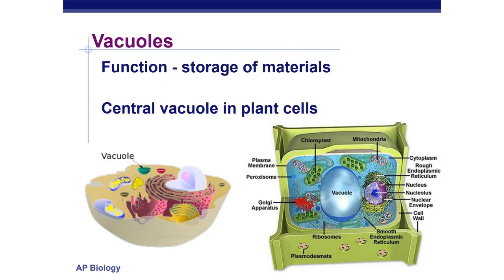Okay, and let's look at a vacuole. A vacuole is essentially a storage vesicle. So it will store various materials. Plants have a specialized vacuole called a central vacuole. Its main job is to hold water. And this is really important for a plant. We'll talk about this more when we talk about cell transport and water moving in and out of a cell.